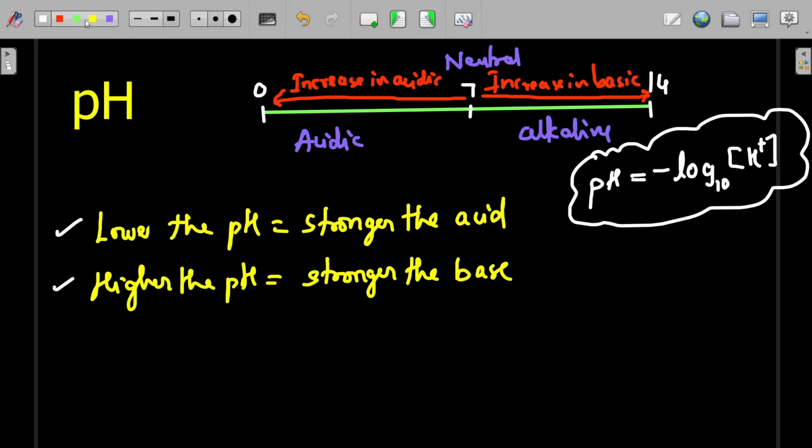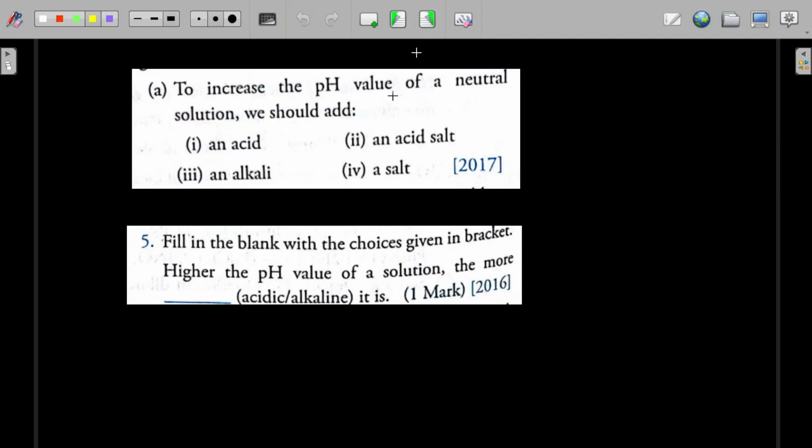They will ask questions like which one changes the color, which one reacts with a base, how you make a neutral solution into a basic solution, a neutral solution into an acidic solution. In higher grades, a lot of things are there. This is nothing.